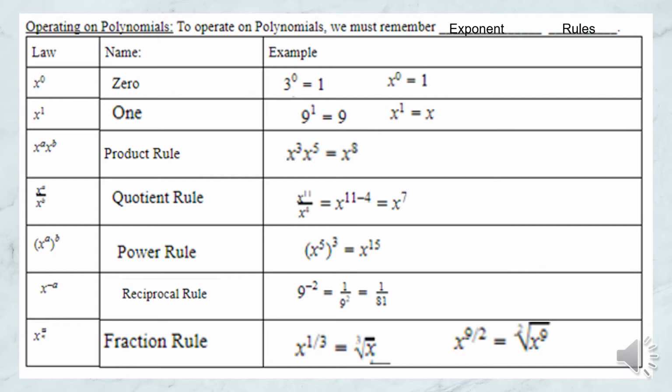So x to the 9 over 2 is taking the square root because my denominator is 2, so that's the square root, and my numerator is 9, so inside I'm taking x to the 9th. Remember though, those, if you see them, make something not a polynomial. That's not allowed.